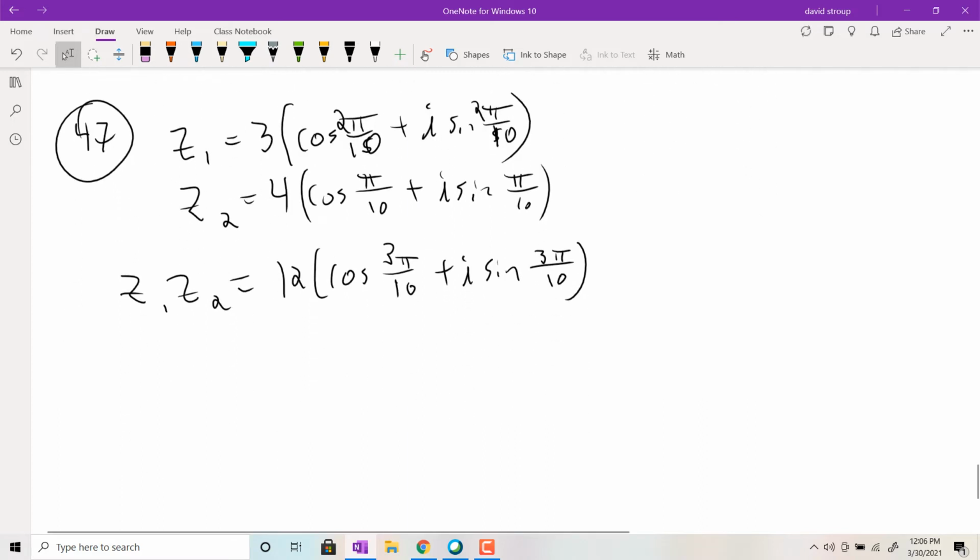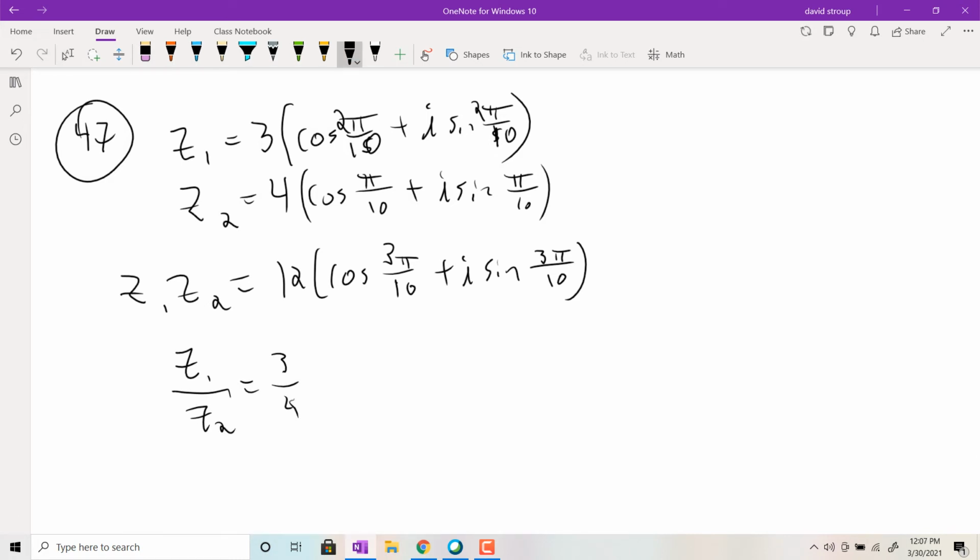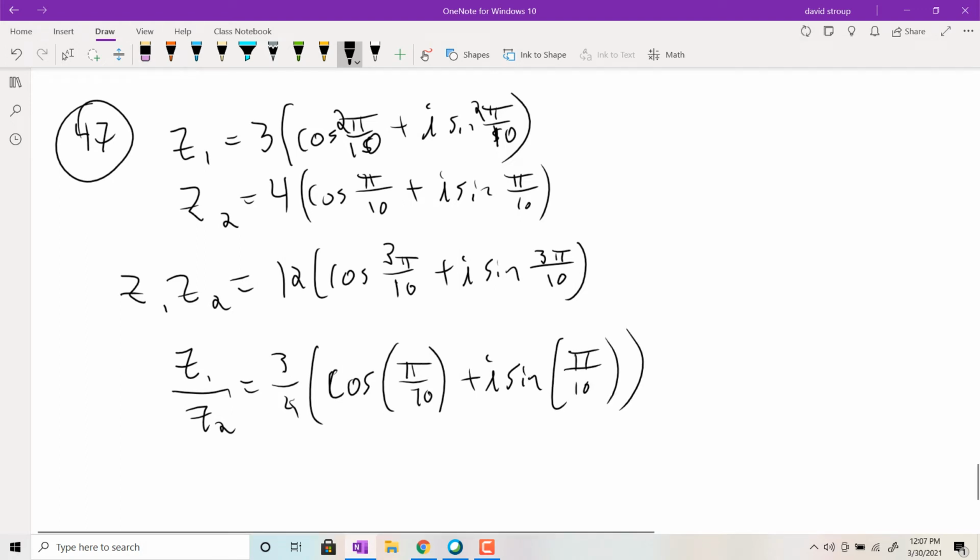And then the division problem, Z1 divided by Z2, is going to leave you with 3/4 times cosine of 2 pi over 10 minus pi over 10, which is just going to give you pi over 10. And then plus i sine of pi over 10. Let me make that look a little prettier.